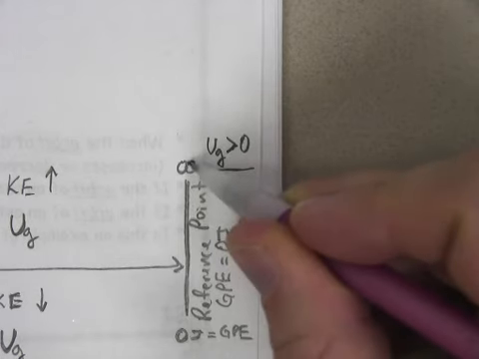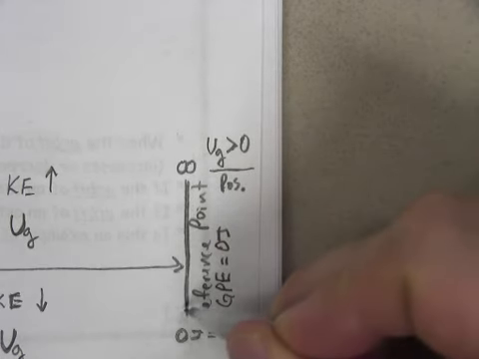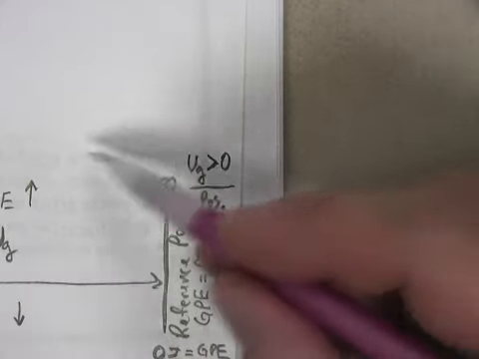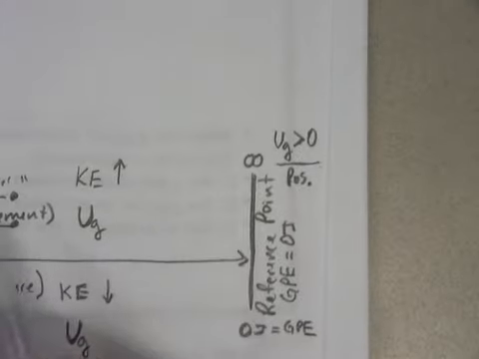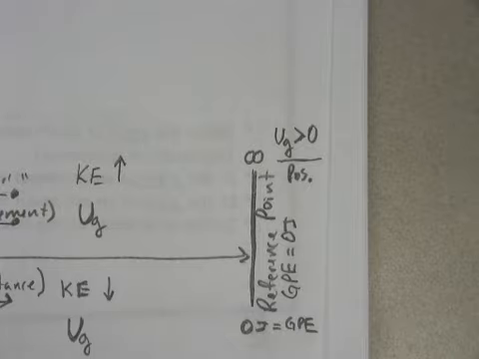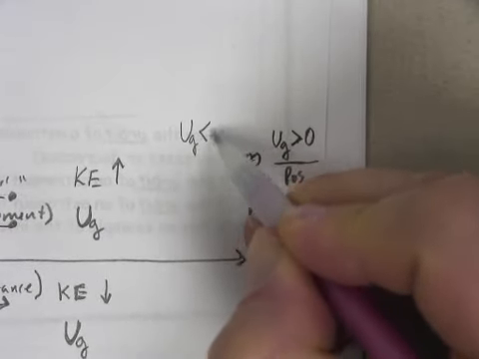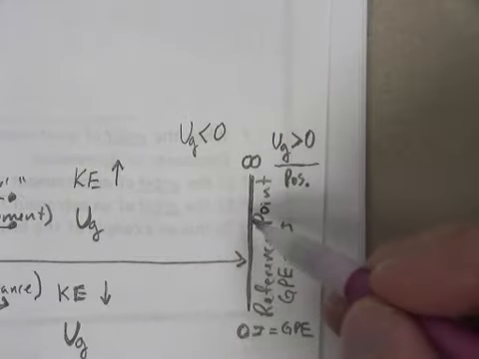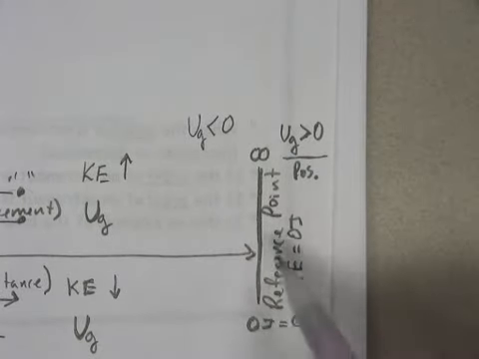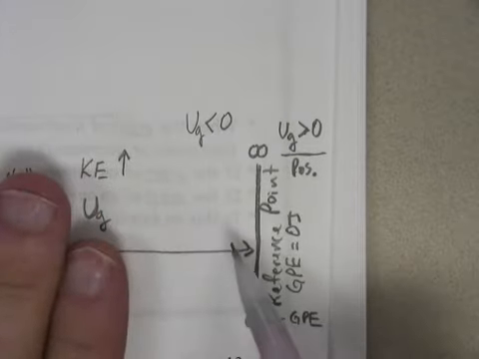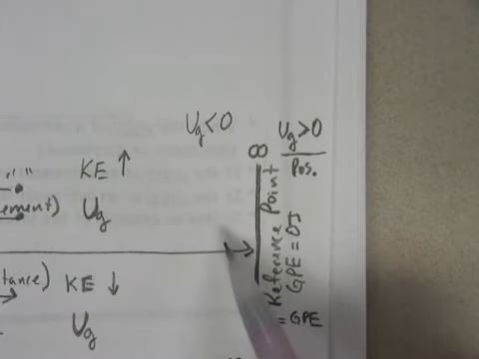And so if the gravitational potential energy at infinity is zero, beyond infinity is positive, then anything over here to the left of infinity is negative. So the gravitational potential energy to the left of infinity, or to the side that the Earth is on, remember the Earth sits over here, is going to be negative. So let's think about this.